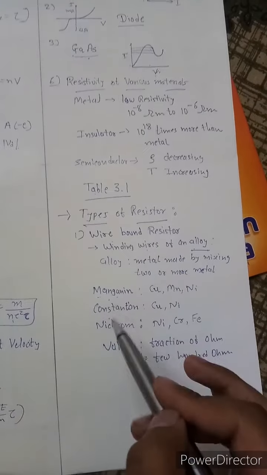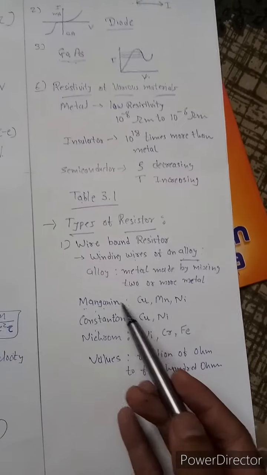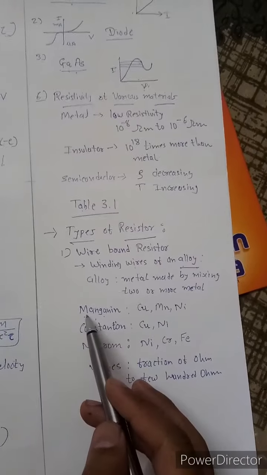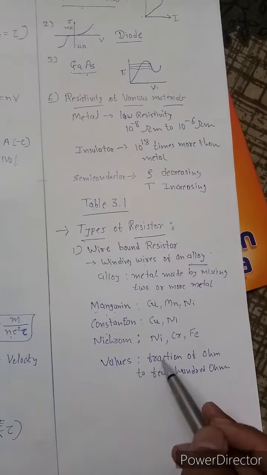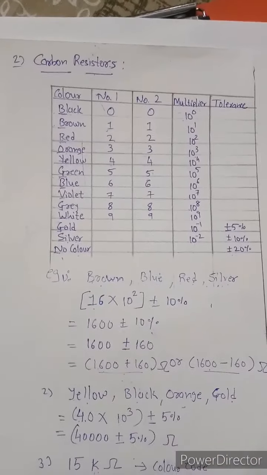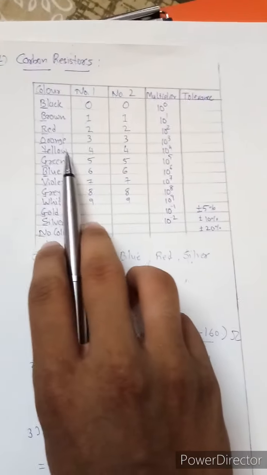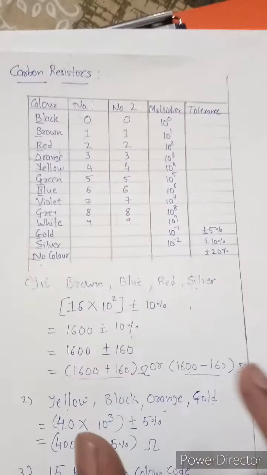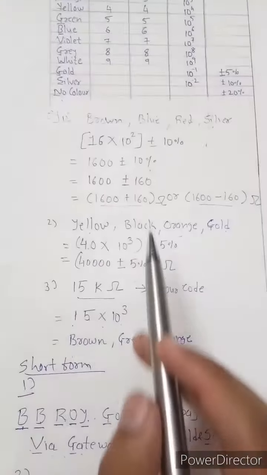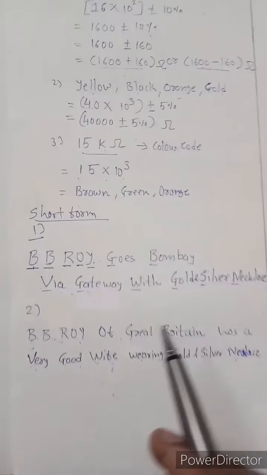Then types of resistor: two types. Wire wound resistors are made up of alloys. How many alloys are there? Three types: manganese, constantan, nichrome. Values of this type of resistor range from a fraction of an ohm to a few hundred ohms. The second type is the carbon resistor. We have seen the table and we have to remember it. From this table we can derive the value of a resistor just by looking at it. We saw some examples, and these two short forms help to remember this table.